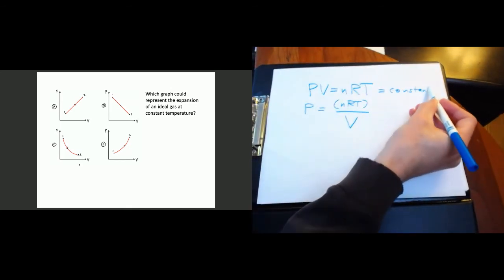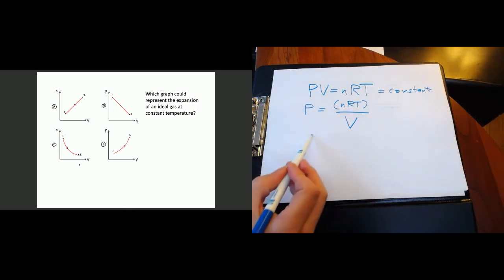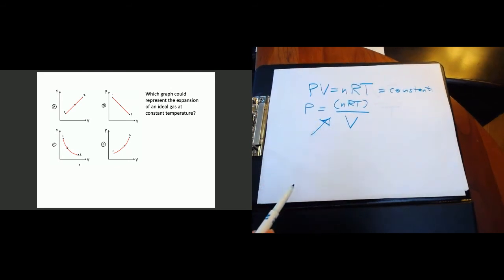So what does that mean for our graph? If PV is constant, that means if V increases, then P has to decrease. So the answer here is either B or C. But specifically, if I think of P as a function of V, which is my x-axis, then we see that it's like a 1 over x function.